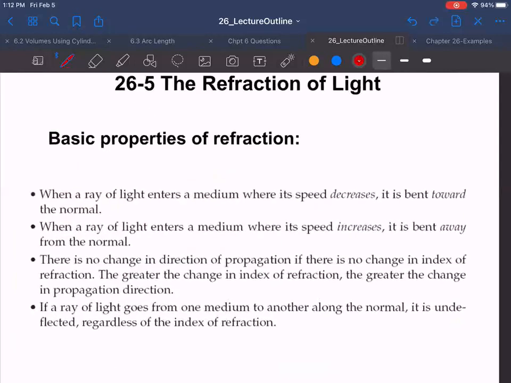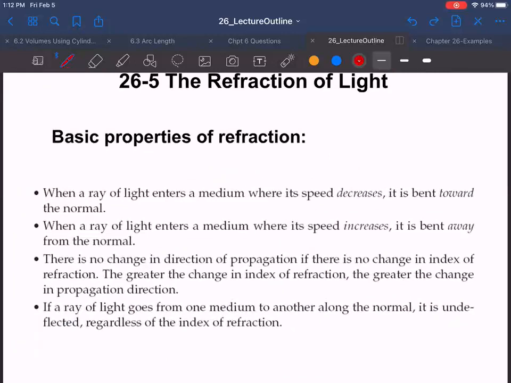Next, we have some basic properties. When a ray of light enters a medium where its speed decreases, it is bent toward the normal. We just talked about that. When a ray of light enters a medium where its speed increases, it is bent away from the normal. We just talked about that. There is no change in direction of propagation if there is no change in index of refraction. In other words, if it goes from air to air, it's going to stay the same, assuming the air is at the same temperature. Of course, if you change the temperature of air, the index of refraction changes, which is something we will talk about shortly. The greater the change in index of refraction, the greater the change in propagation direction.